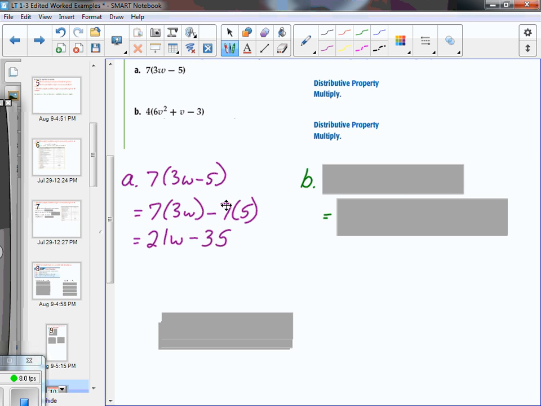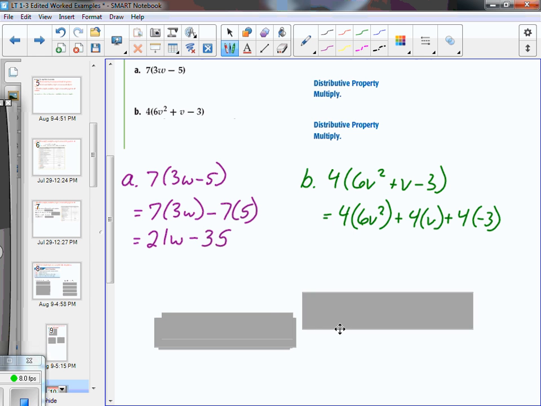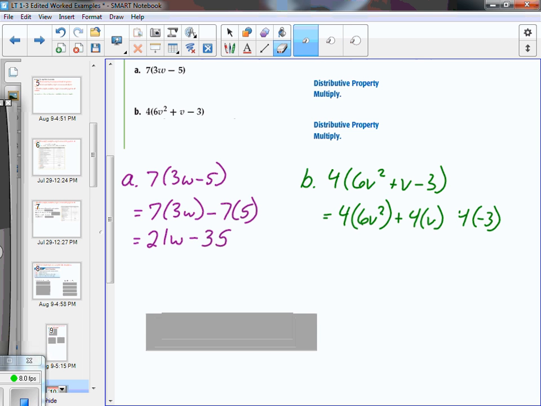Okay? All right, part B, a little more complicated. 4 times the quantity 6V squared plus V minus 3. Well, let's multiply 6 times V squared plus 4 times V plus, actually, I could write it this way, couldn't I? If I actually follow what this thing says, minus 4 times 3. That's the distributive property. I used it on 3 terms inside the parentheses this time instead of just 2. I don't care how many terms are inside the parentheses. You can still use the distributive property.